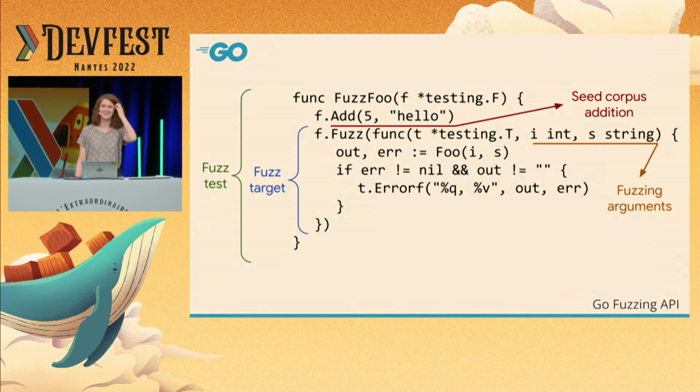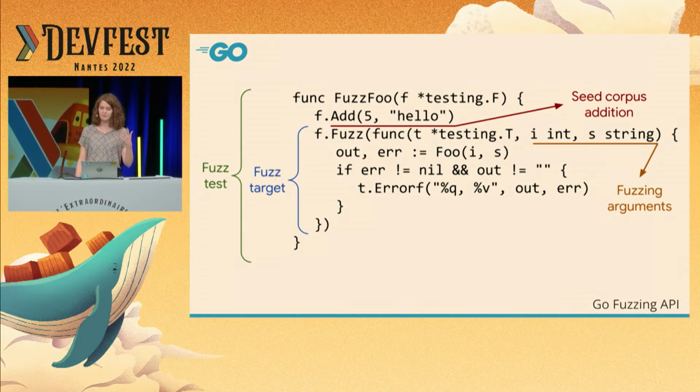And finally, the fun part. You define your fuzz target using f.fuzz. f.fuzz is going to take a function whose first parameter is a testing.T, kind of like a subtest in and of itself. And then the remaining parameters are going to be the fuzzing arguments, which inform what kinds of data the fuzzing engine is going to generate and give to your test.